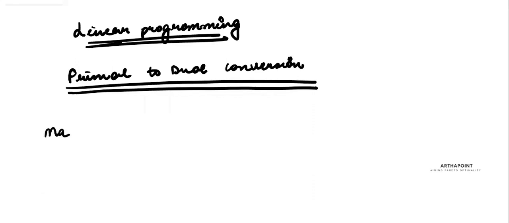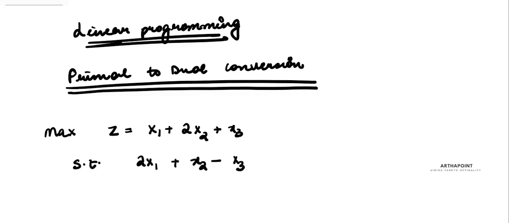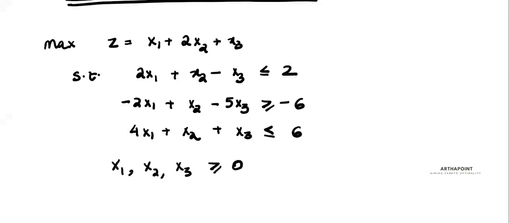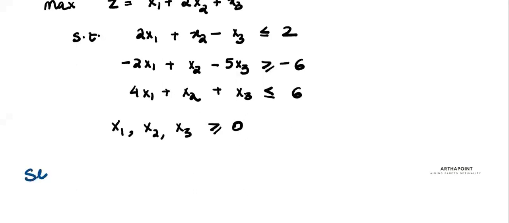Let's take a question. For example, maximize z = x1 + 2x2 + x3, subject to 2x1 + x2 - x3 ≤ 2, -2x1 + x2 - 5x3 ≥ -6, 4x1 + x2 + x3 ≤ 6, and x1, x2, x3 ≥ 0. Now there are a lot of steps involved in this.